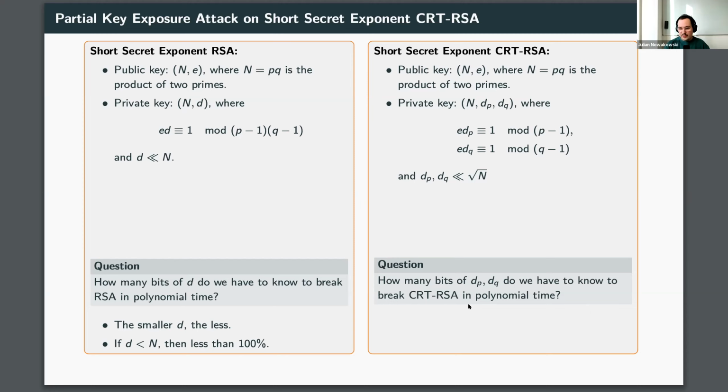So far, pretty much nothing was known for this question, but what we found is basically the perfect counterpart to this here on the left. We found the smaller dp and dq are, the fewer bits you have to know, and similarly as on the left, if dp and dq really are smaller than the square root of N, then you also have to know less than 100% of the bits.